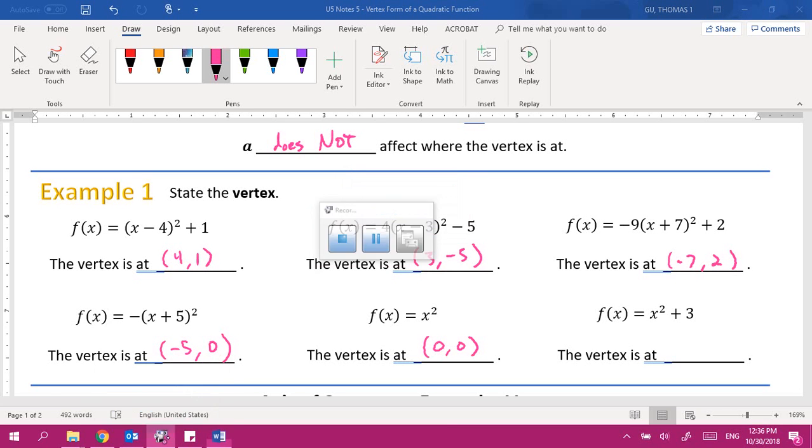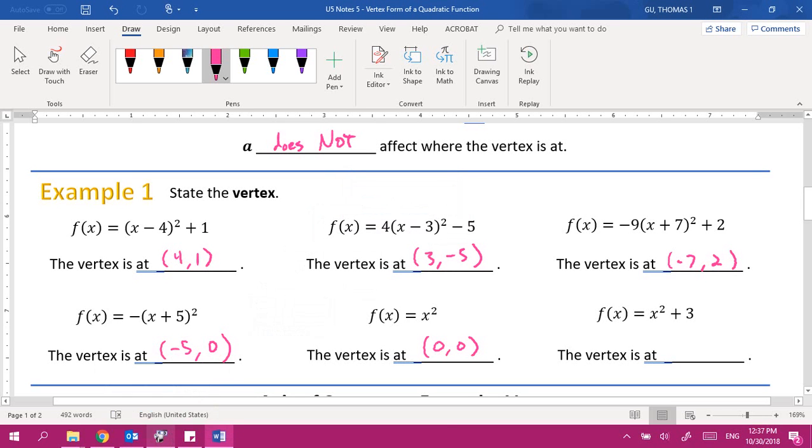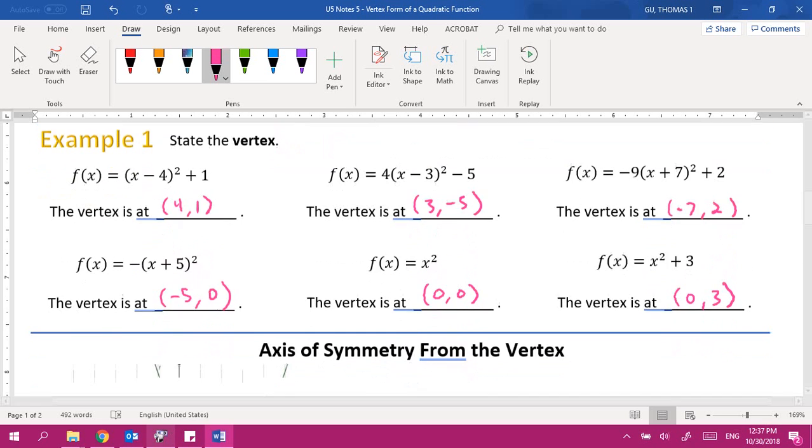And then last but not least, what about this one, x squared plus 3? 0, 3, right? Because there's nothing inside the parentheses. There's no parentheses, right? So that's 0. But it's got the k value, the plus 3 at the end, which is 3, right? 0, 3, good. Alright, next.